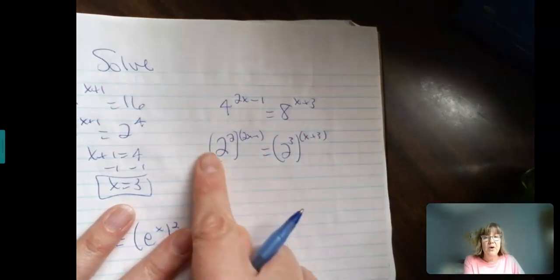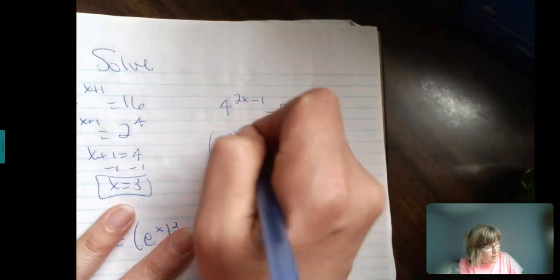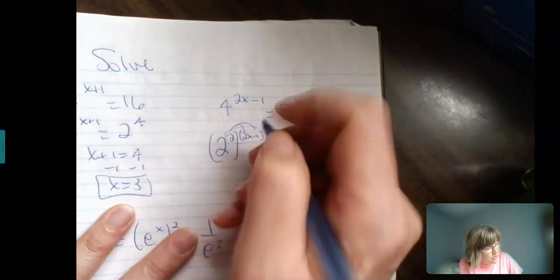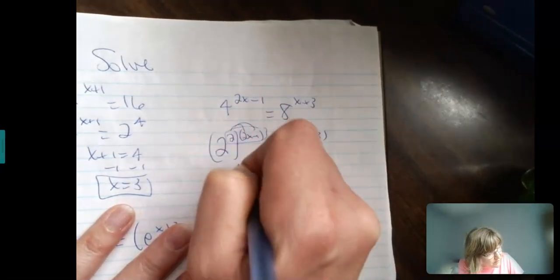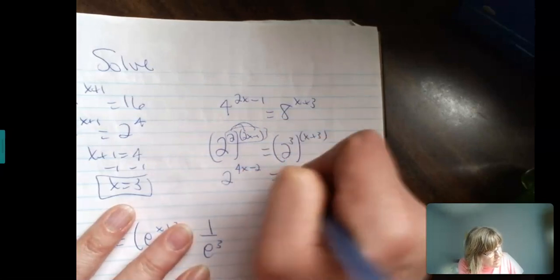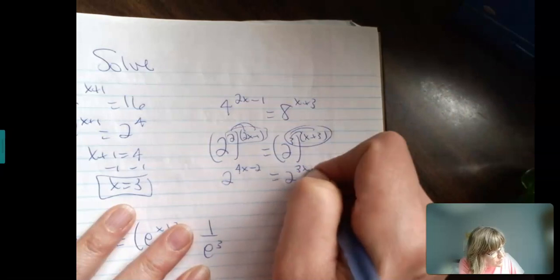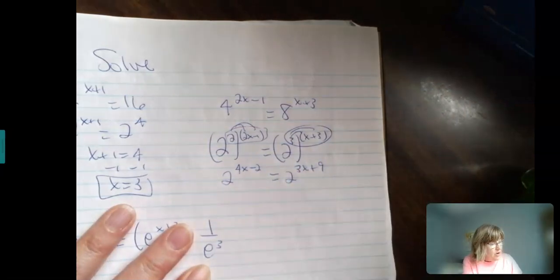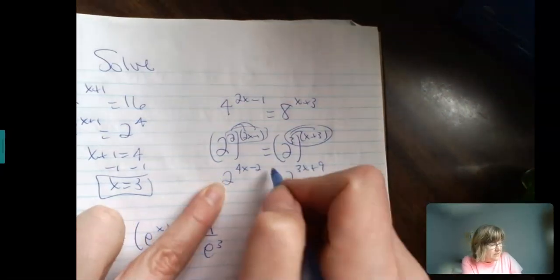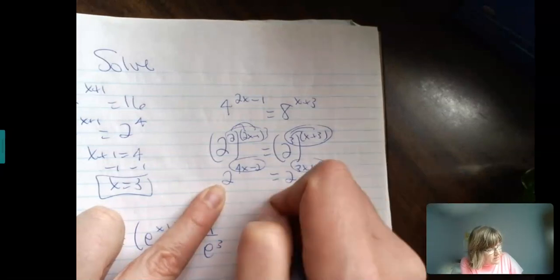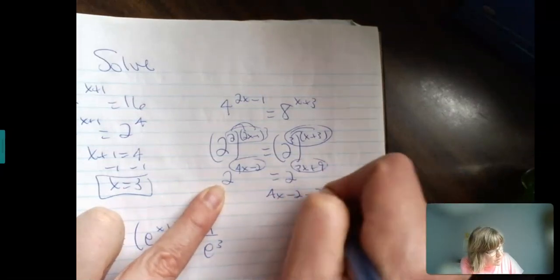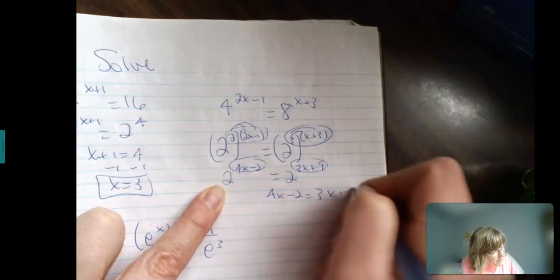Okay, so now they have the same base. So be careful. Remember, a power to a power you multiply. You have to use a distributive property here. So what is that? 4x minus 2. And same thing here, power to a power, you multiply, 3x plus 9. All right, and then now finally I have the same base, so I can set these guys equal. So the exponents must be the same.